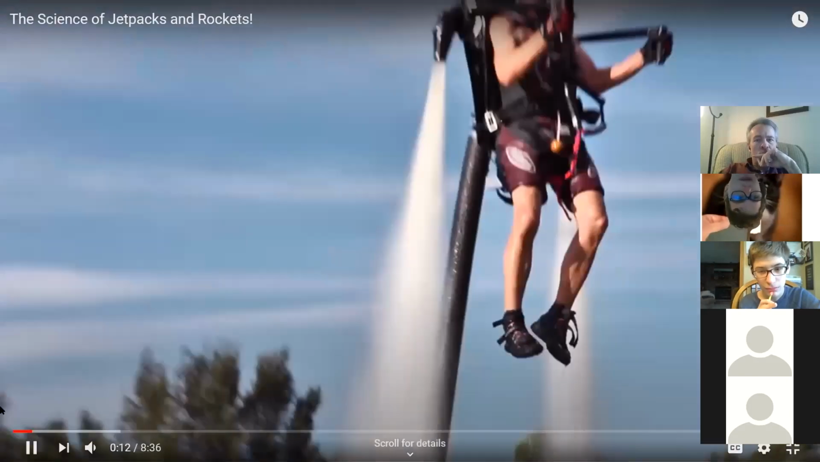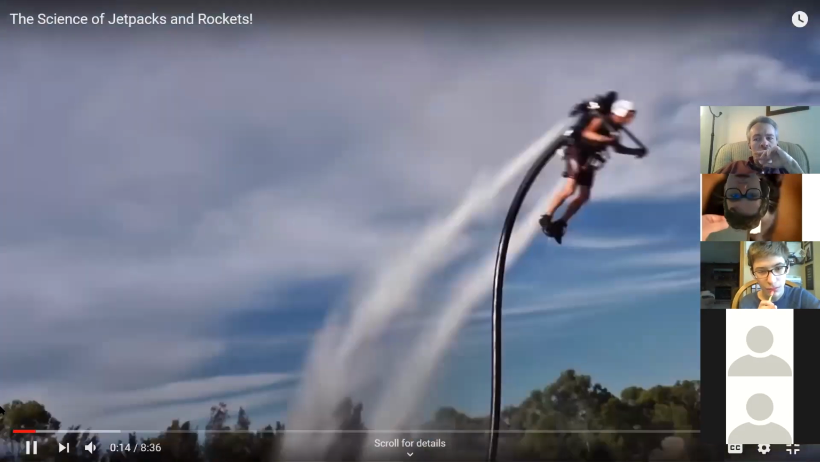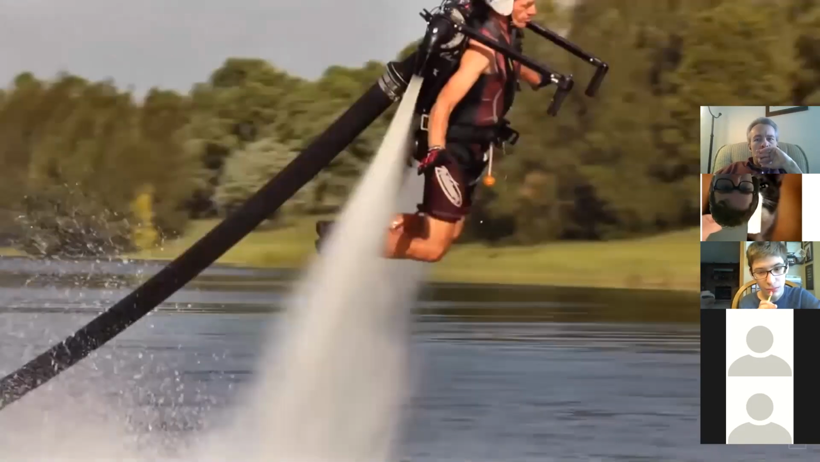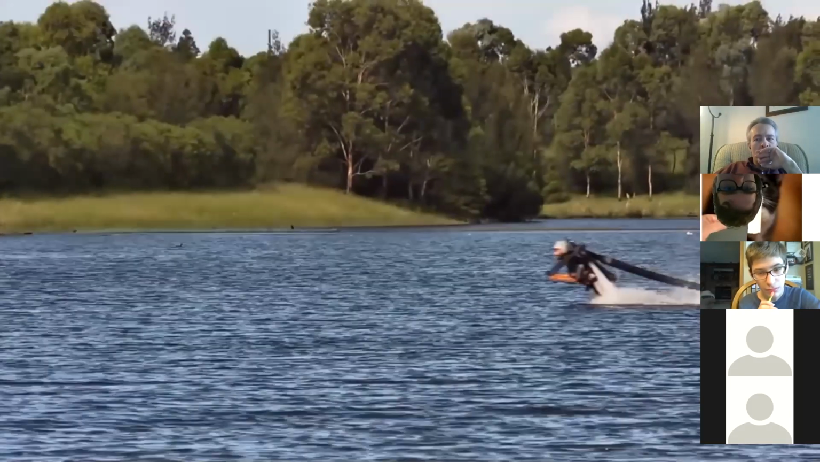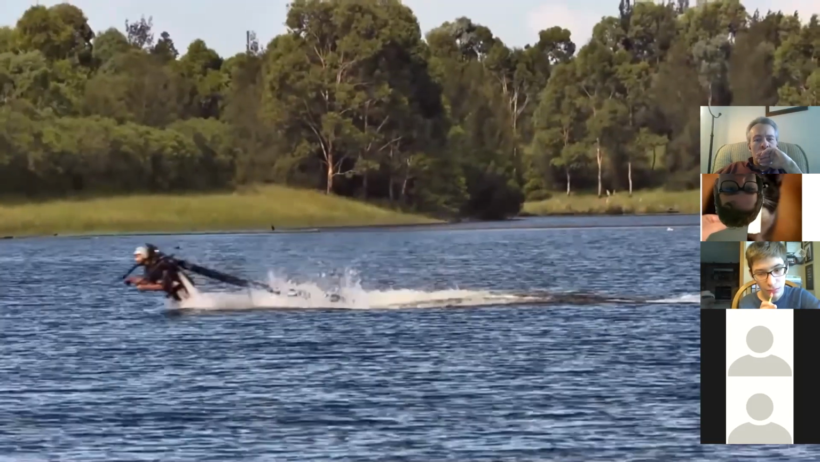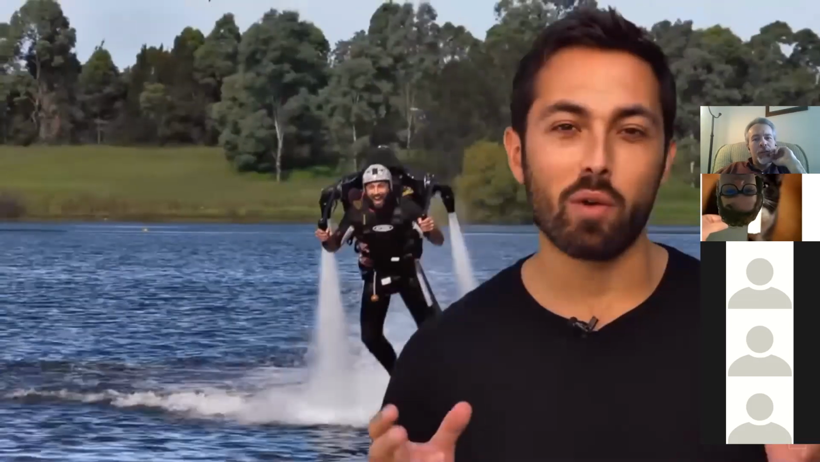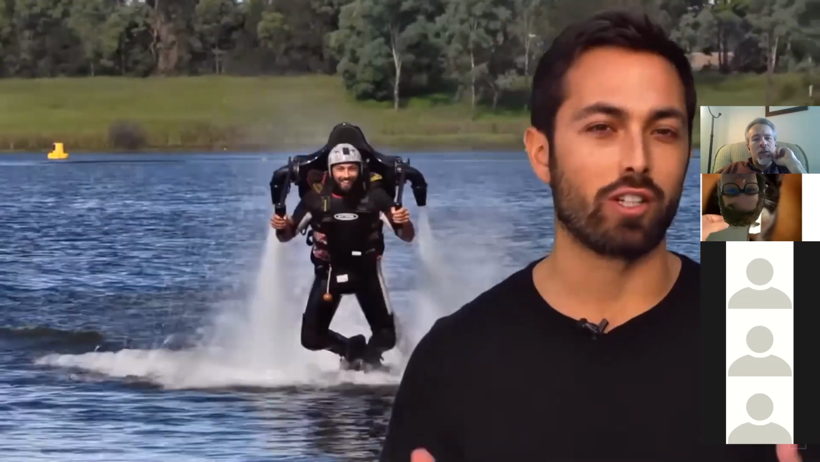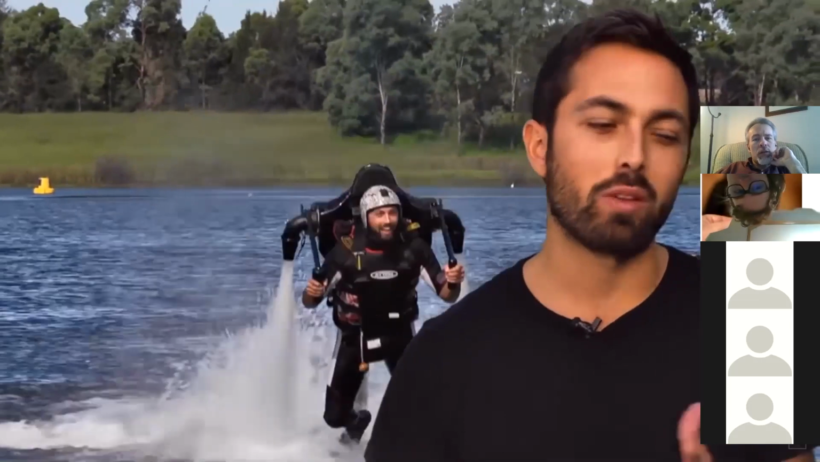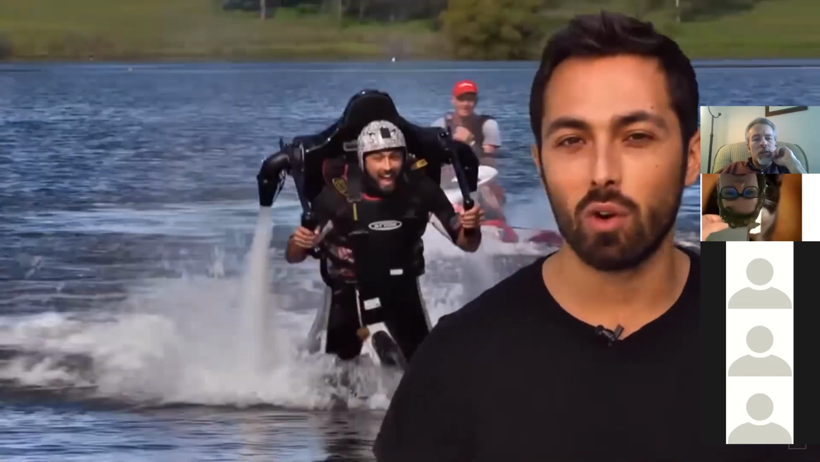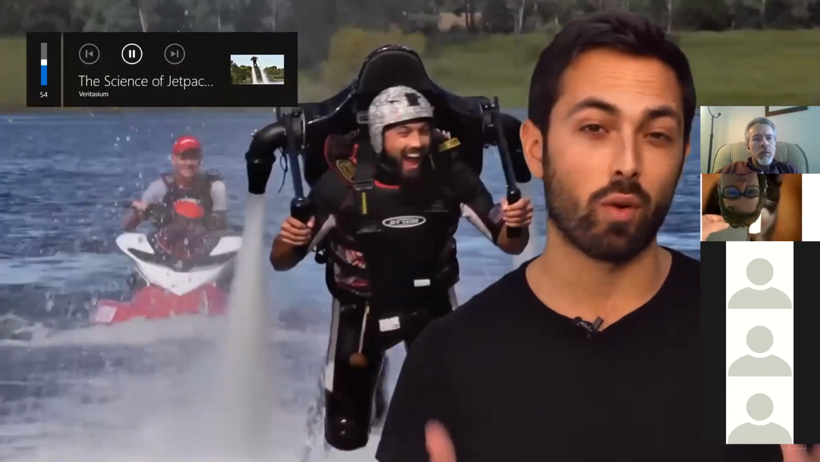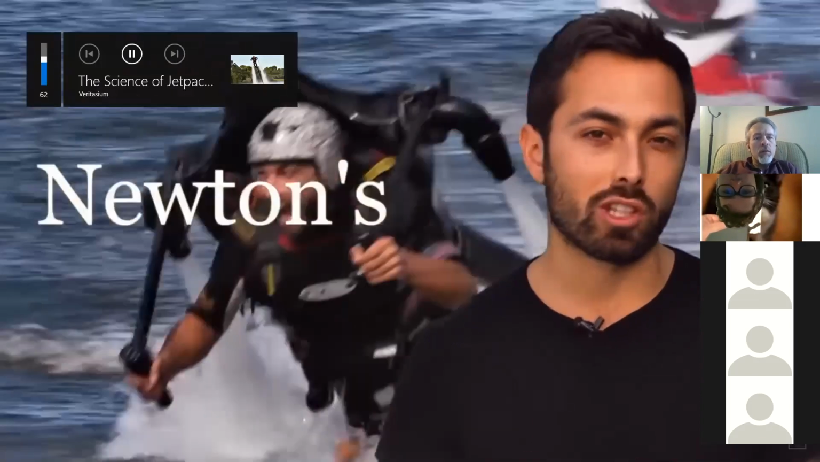This is a water jetpack, but no, that's not me flying it. This is me. It's harder than it looks, okay? But to understand how it works, we need to first talk rocket science. Rocket science is meant to be one of the most complicated things in the world, but the basic principle is incredibly simple. It's just Newton's third law.